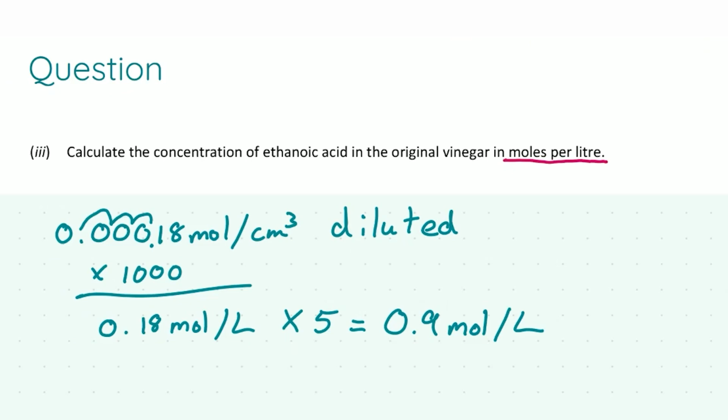Now for calculating the concentration of ethanoic acid in moles per litre in the original vinegar, firstly we received marks for multiplying our dilute solution by 1,000 to get that in moles per litre. We got an additional 2 marks for working out our concentration of ethanoic acid in the original vinegar solution. But we'll work on now to part 4 and the final part of this question.